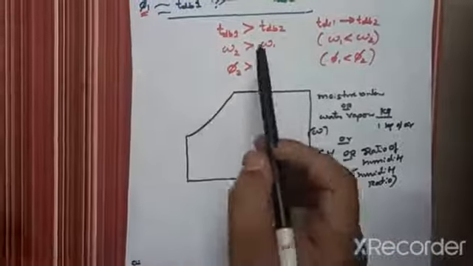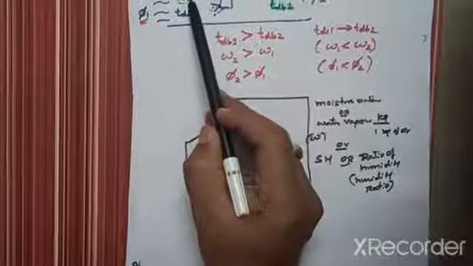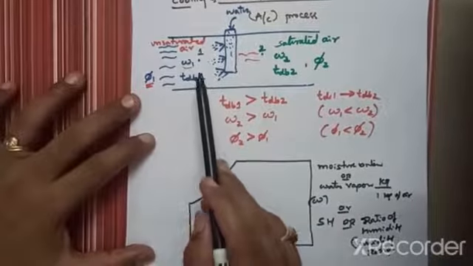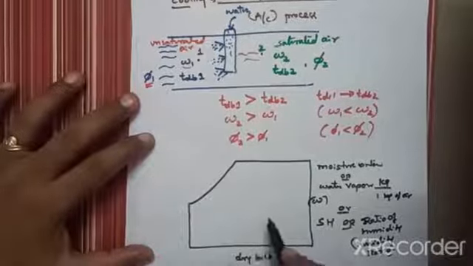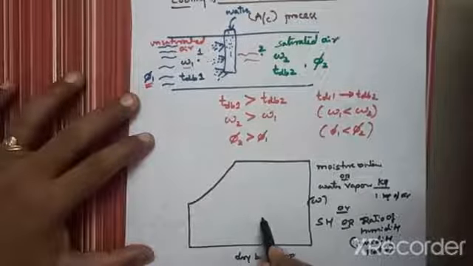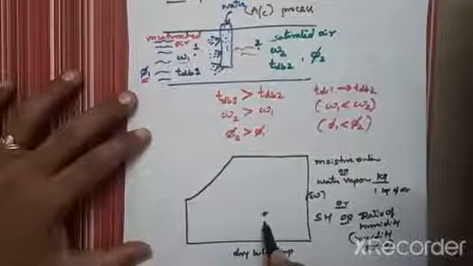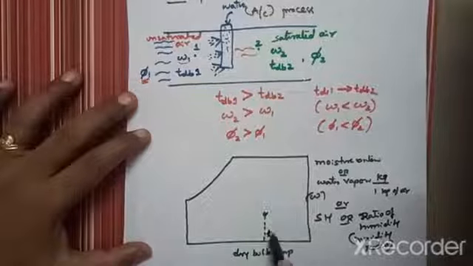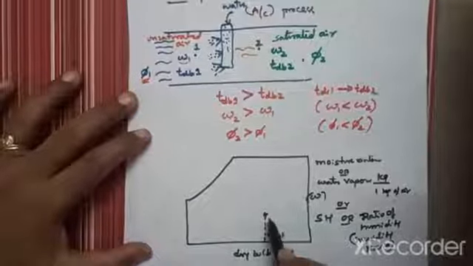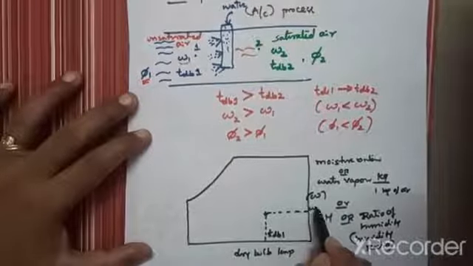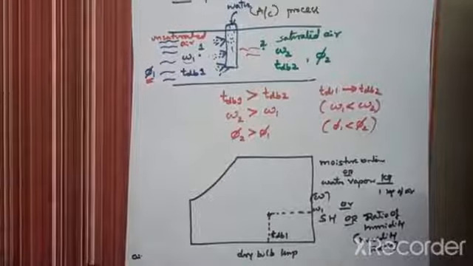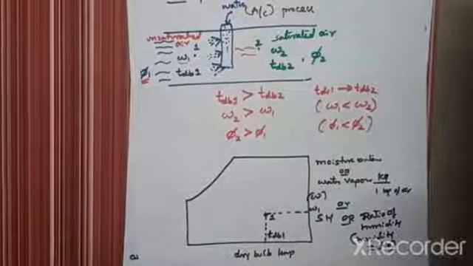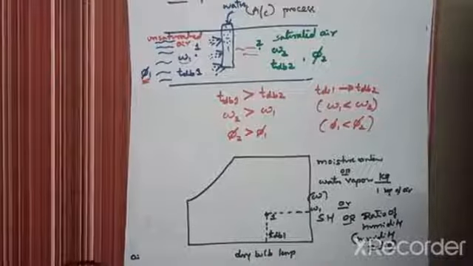Now locate point number 1. Here at point number 1, the temperature is more but the moisture content is less. So somewhere I will locate point number 1 here. That is point number 1, TDB1, and the moisture content is less, omega 1. Now the process is going from point 1 to point 2.